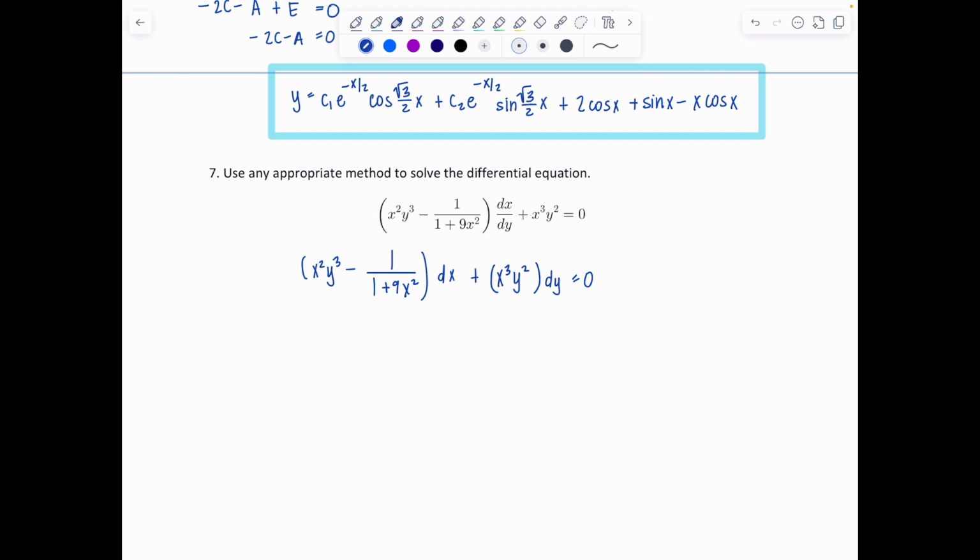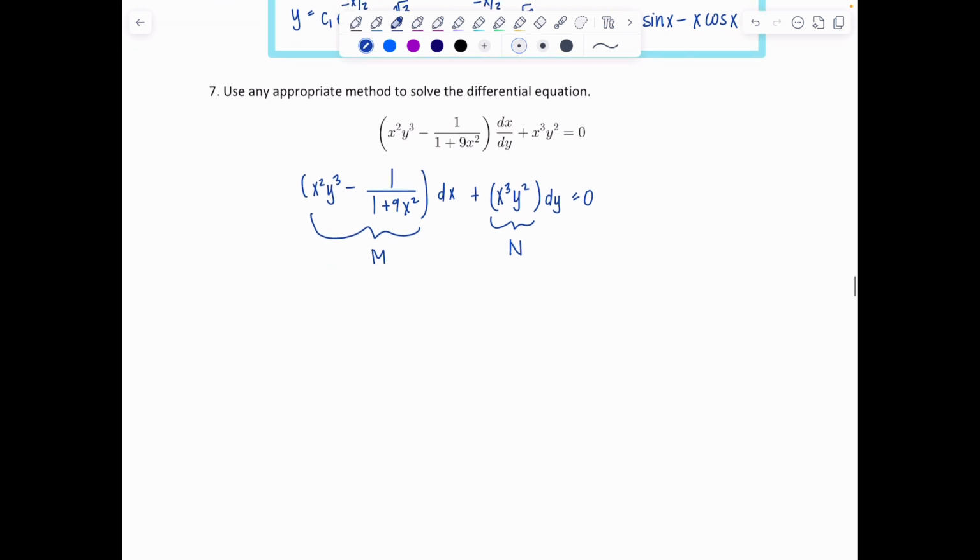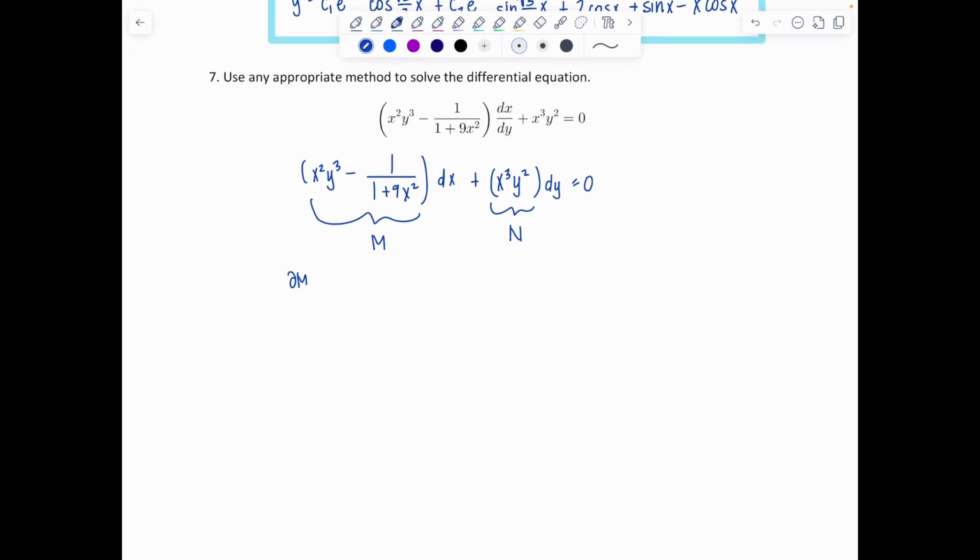Okay. So this is M. This is N. So let's take partial of M with respect to y. It's going to be 3x squared y squared. And then check what's del N del x. 3x squared y squared. Oh my god, they're equal. Yay! So it's exact. That means M is the partial derivative of f with respect to x.